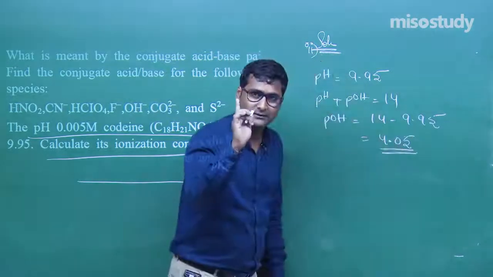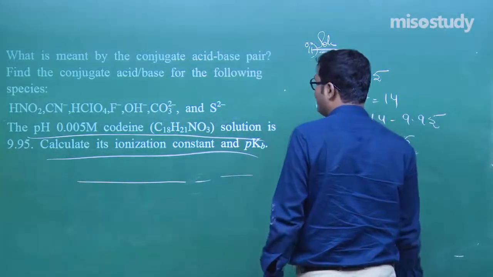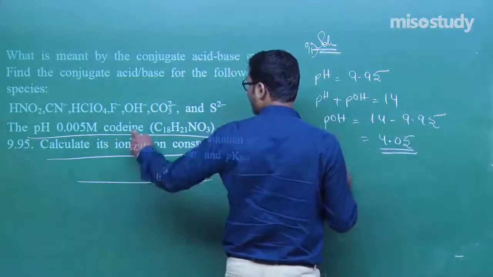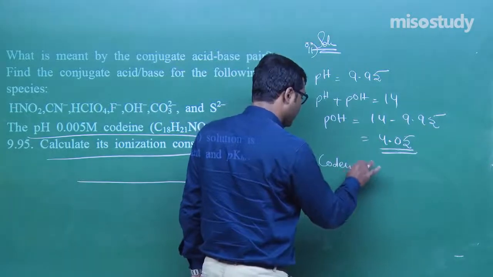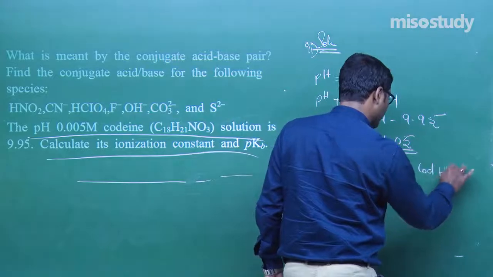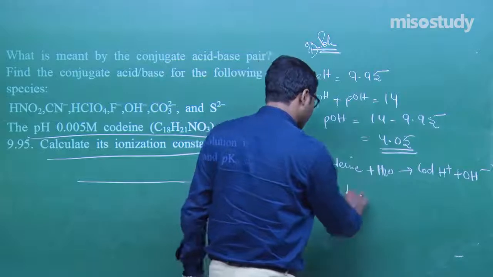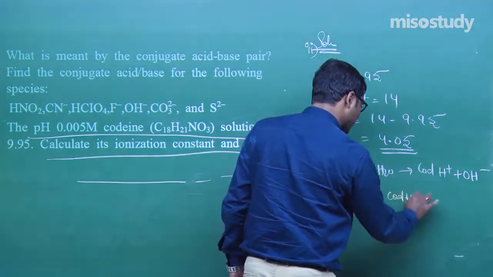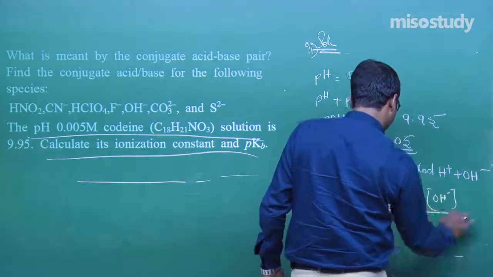Yes, definitely. Now, what is given here? Calculate the ionization constant and pKb. Calculate the ionization constant. It's very simple. Codeine plus H2O gives codeine H plus and OH minus. What is the ionization constant? Kb is equal to [codeine H plus] into [OH minus] upon [codeine].